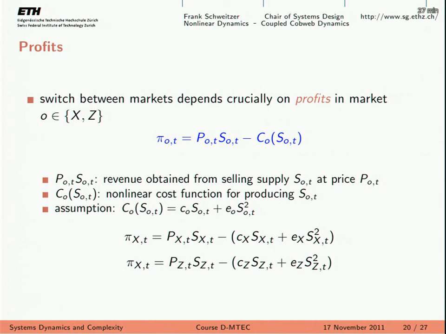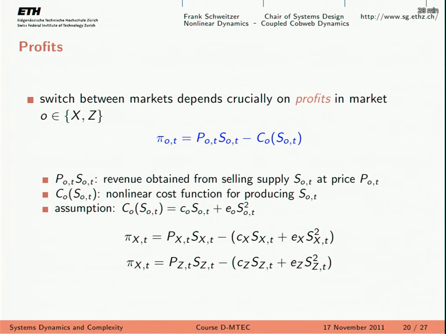The profits, so the subscript O here is used to identify both X and Z markets, right? So if you want X, just put X. If you want Z, just put Z. O is like combining them. So the profits are obviously the revenue minus the cost. The revenue is given by the price times the amount of stuff that you sell, and the costs are a function of how much you have produced.